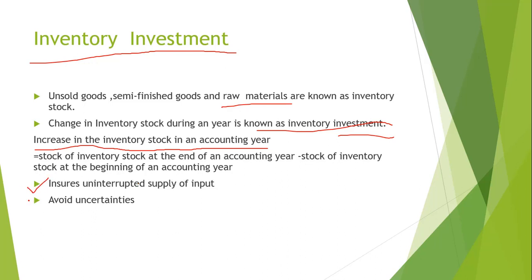And what are the benefits? It ensures an uninterrupted supply of input. Why? Because we have these raw materials, we can keep on with our production process without worrying so much about input. Then we can avoid uncertainty. Suppose all of a sudden the price of raw materials increases in the market, then we can avoid this uncertainty because we will be with the stock of raw materials.